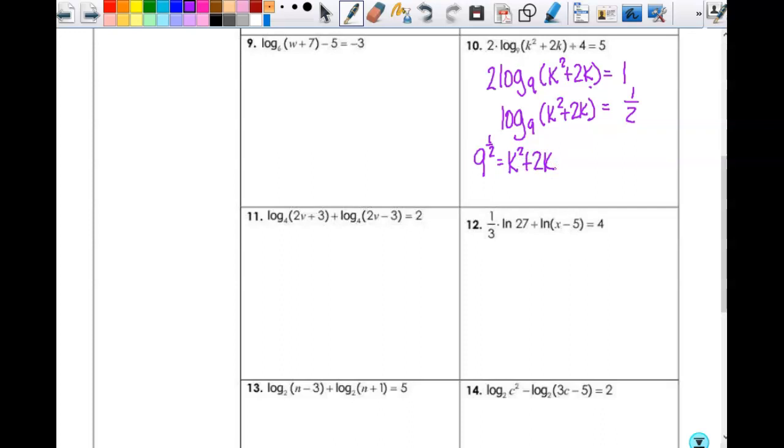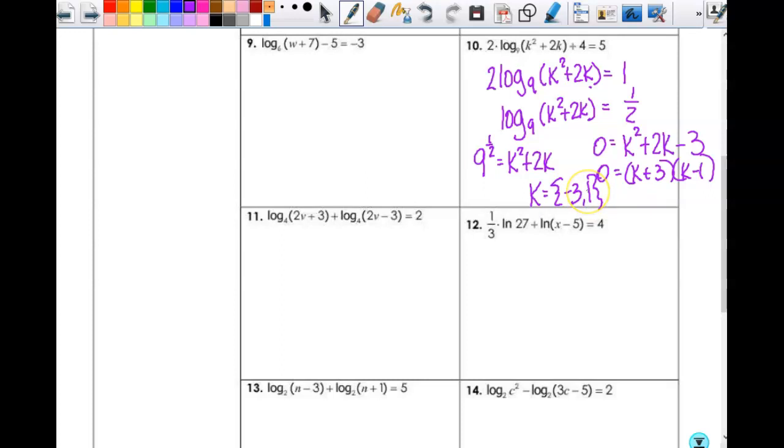Yeah, so that's actually 3. So then when I set it equal to 0, we get k squared plus 2k minus 3. Then I can factor. Notice I've got equals, equals, equals, equals on every single step that I have. You get k plus 3 and k minus 1. So k is negative 3 and 1.